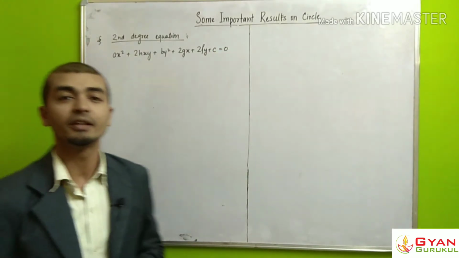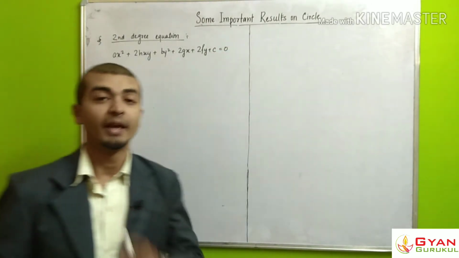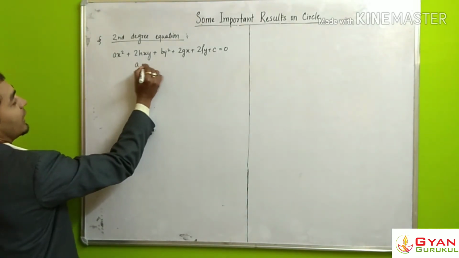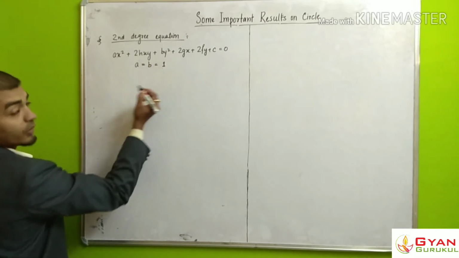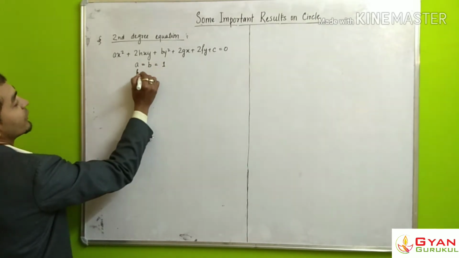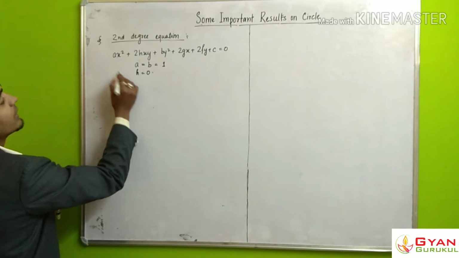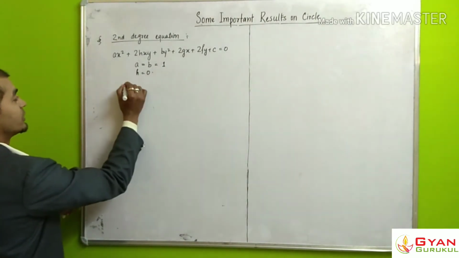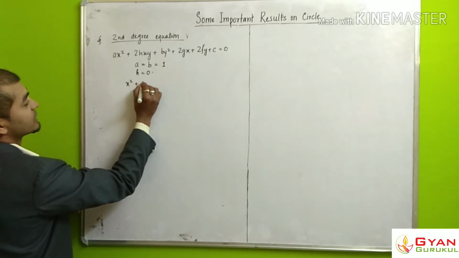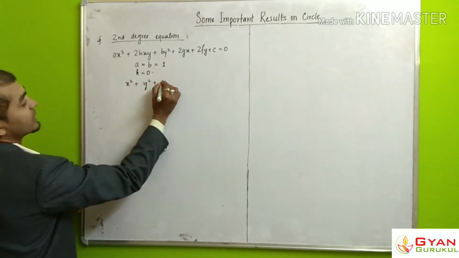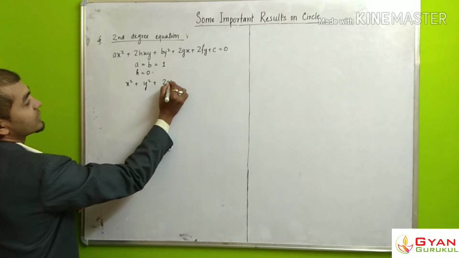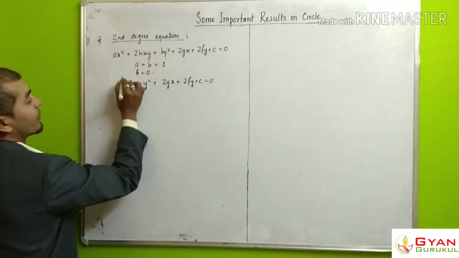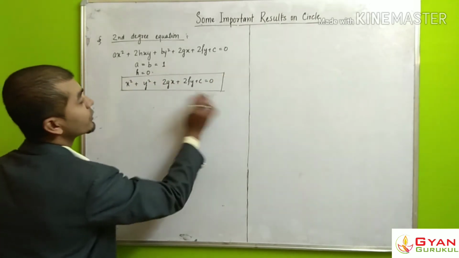This general second degree equation will represent a circle if the value of a and b is equal to 1 and the value of h is equal to 0. Then this general form will reduce to x square plus y square plus 2gx plus 2fy plus c equals 0. I hope most of you know this result.